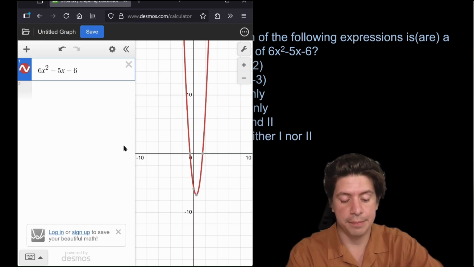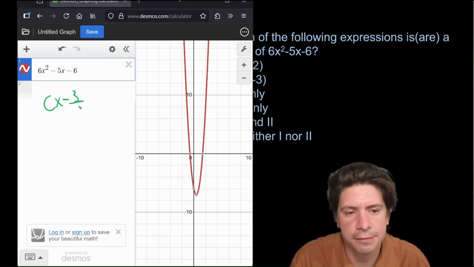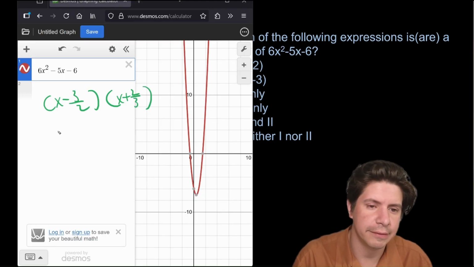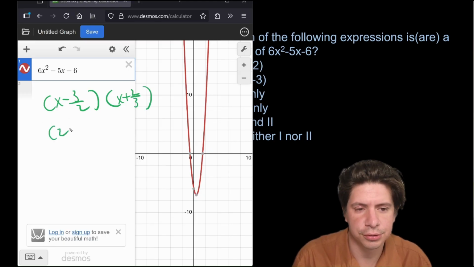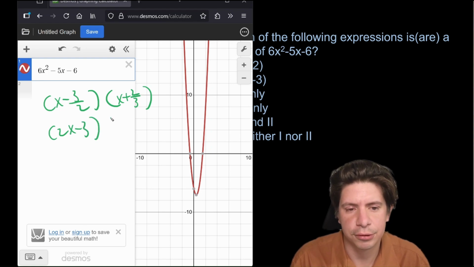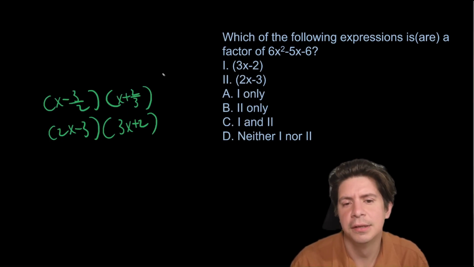So what's going to happen is my solutions will be x minus 3/2 and x plus 2/3. But if I multiply this by 2, I'm going to get 2x minus 3. And when I multiply this, I'm going to get 3x plus 2. That gives us whole numbers, which they usually like.